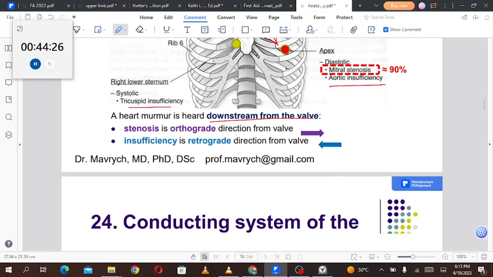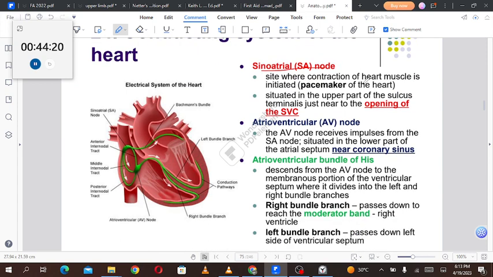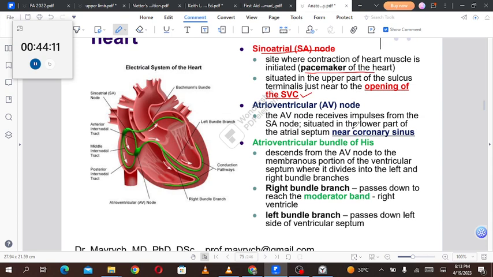Conducting system of the heart. What is the conducting system of the heart? The sinoatrial node is the pacemaker, the site where contraction of the heart muscle is initiated, situated in the upper part of the sulcus terminalis, just near the opening of the superior vena cava. The atrioventricular node, the AV node, receives impulses from the SA node and is situated in the lower part of the atrial septum near the coronary sinus.